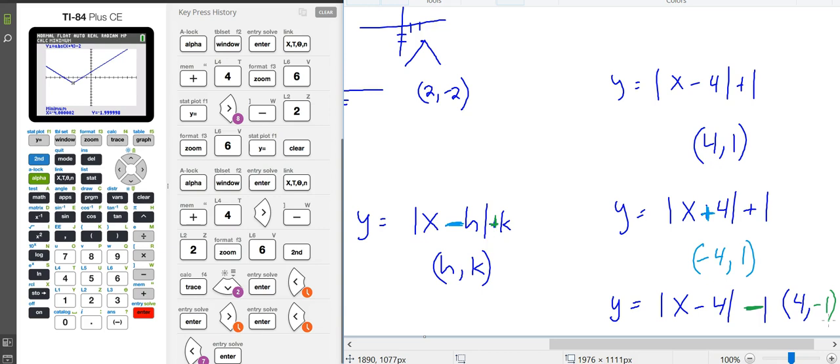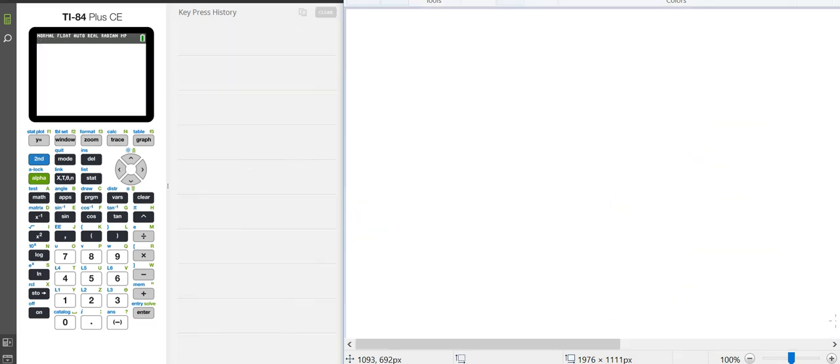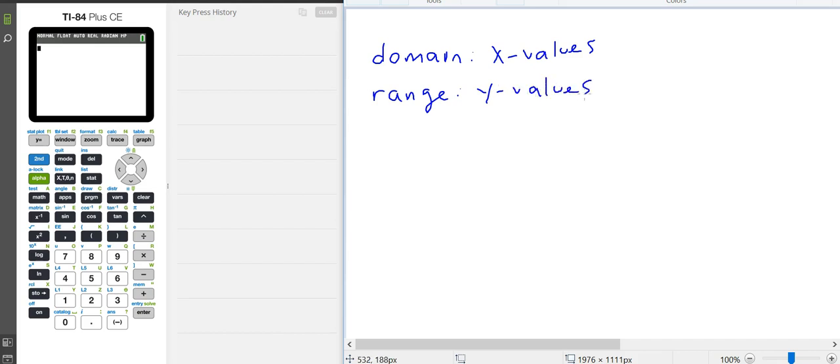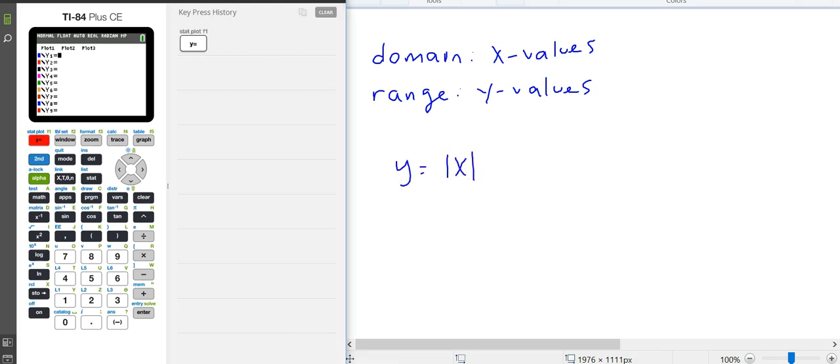Another thing you might be asked about absolute value functions is the domain and the range. What is the domain and what is the range of an absolute value function? Domain, you might remember, are all x values that the function will ever take on. And range are all y values the function will ever take on. So let's say we had a very basic absolute value function, y is equal to the absolute value of x. The easiest way to find the domain and the range is to graph it on your calculator and see what are all of the x values that this graph will ever take on, and what are all the y values.